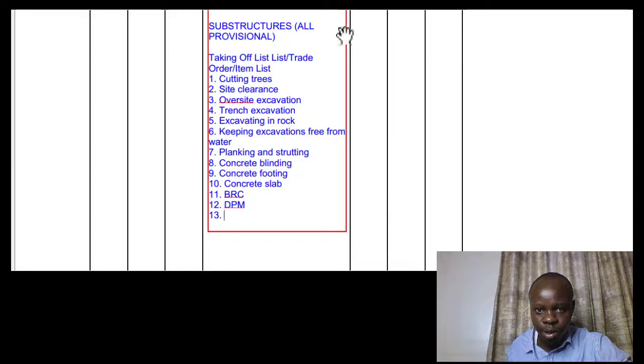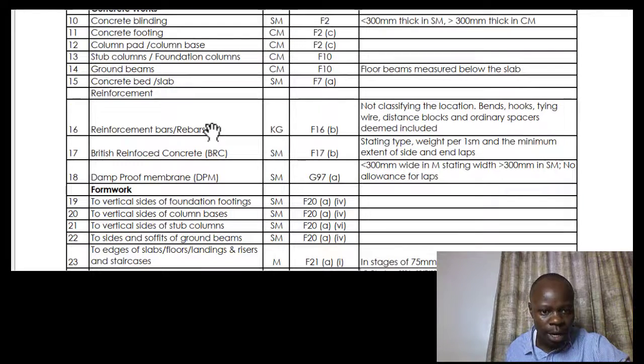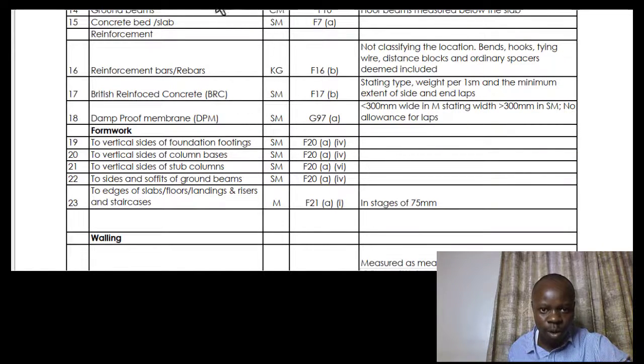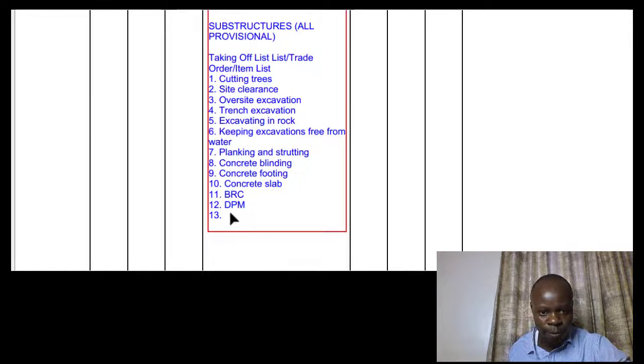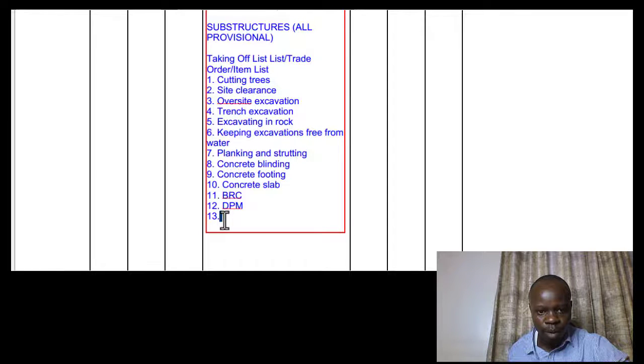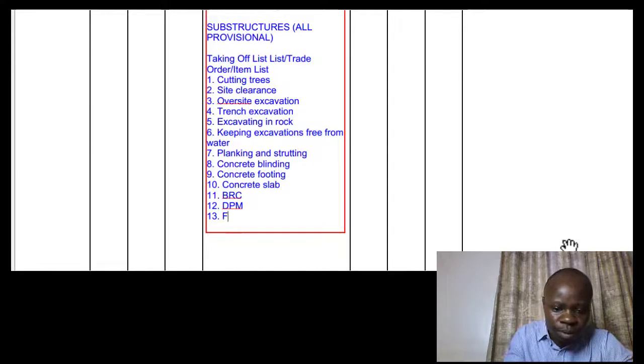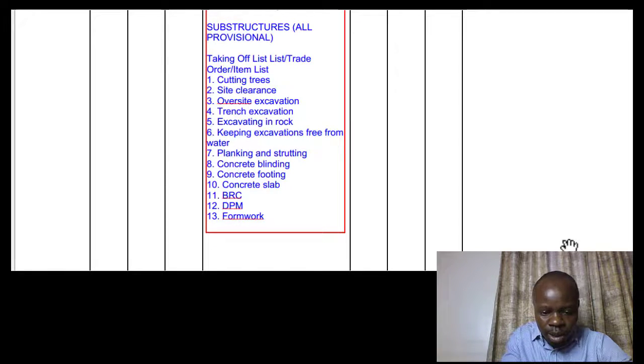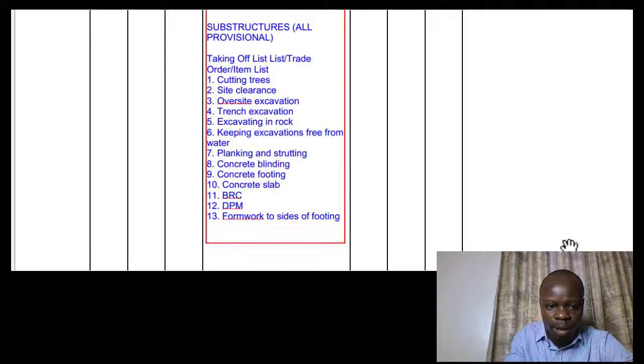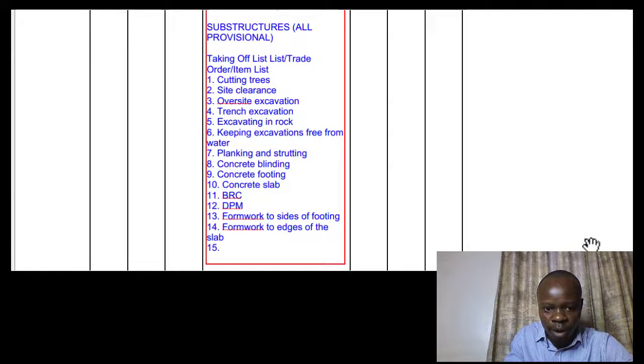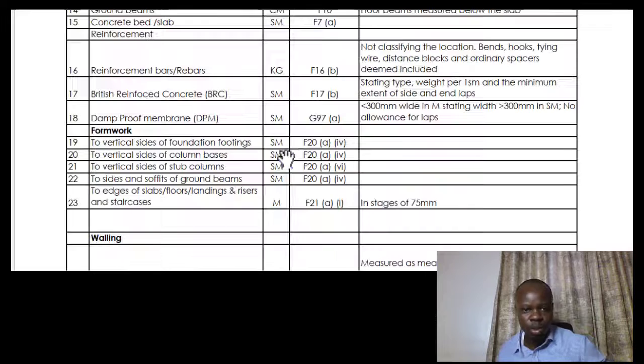Number 13, let's see what we cover next. DPM. Then we'll do formwork. Of course, formwork to the items that we've measured for the concrete, and that is formwork to sides of footing. And then 14 we'll do formwork to edges of the slab.